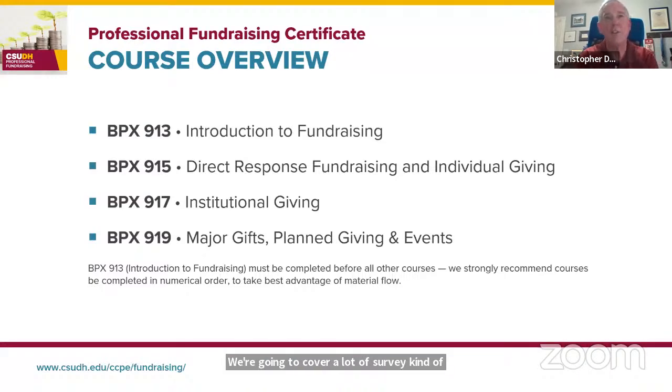915 is direct response fundraising and individual giving. 917 is institutional giving, which is mostly we're going to be talking about foundations and corporations. And then 919 is major gifts, planned giving, and events. The goal is to touch on all the major areas and channels of fundraising so that the student will get a solid overview with some deep dives into pertinent areas.